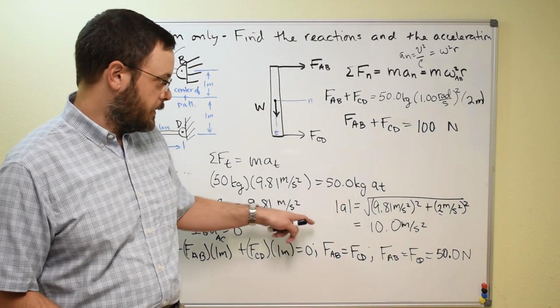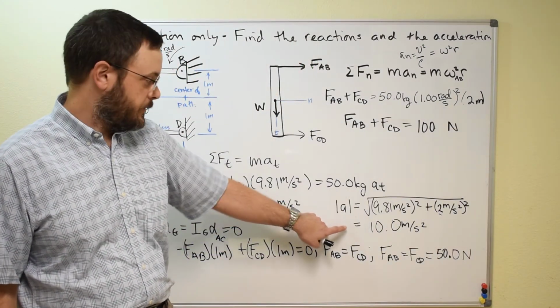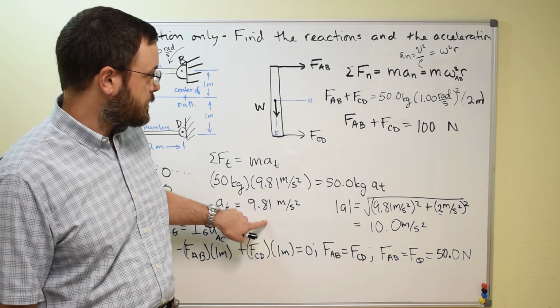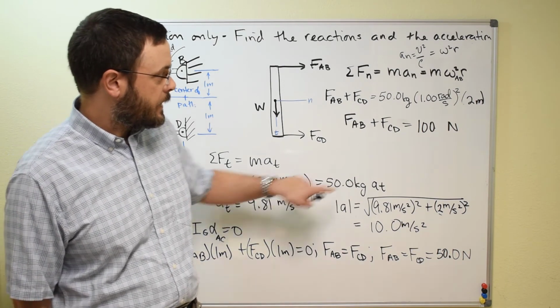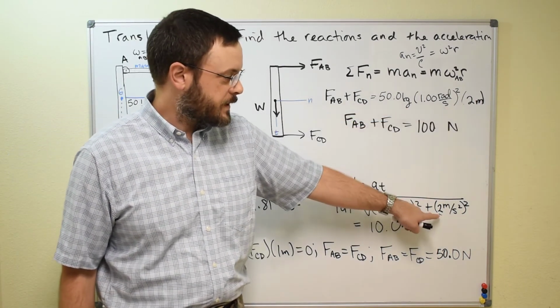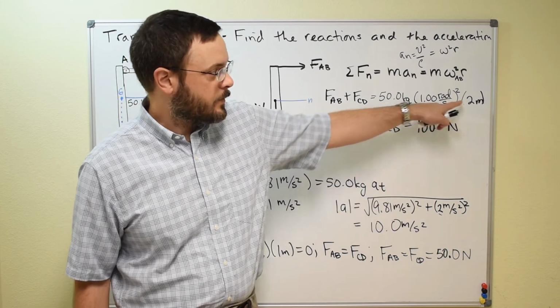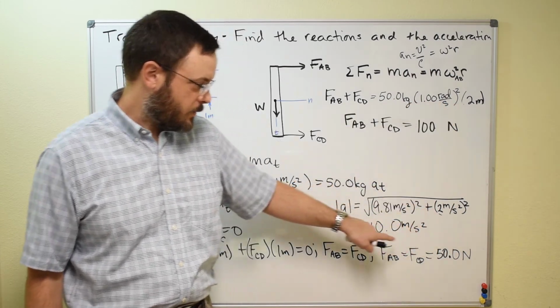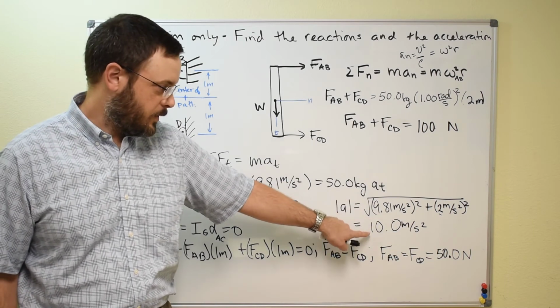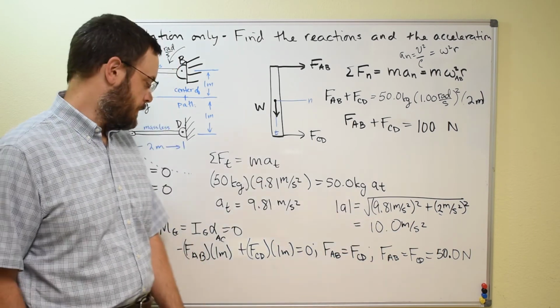We can then calculate the magnitude of the acceleration as the 9.81 meters per second squared, the quantity squared, plus the 2 meters per second squared from up here, the 1 squared times 2, the quantity squared, add them together, take a square root, and we get 10 meters per second squared.